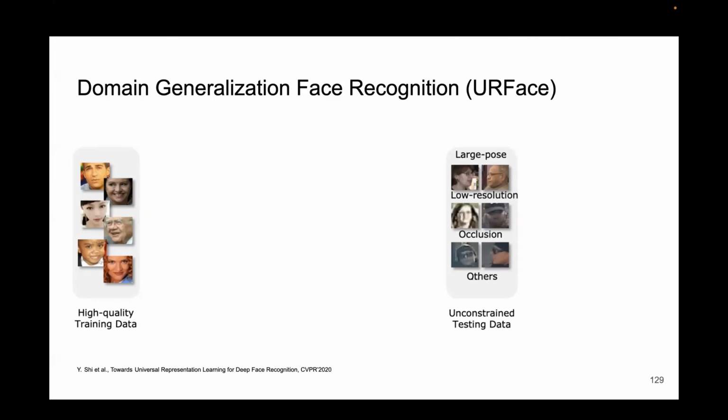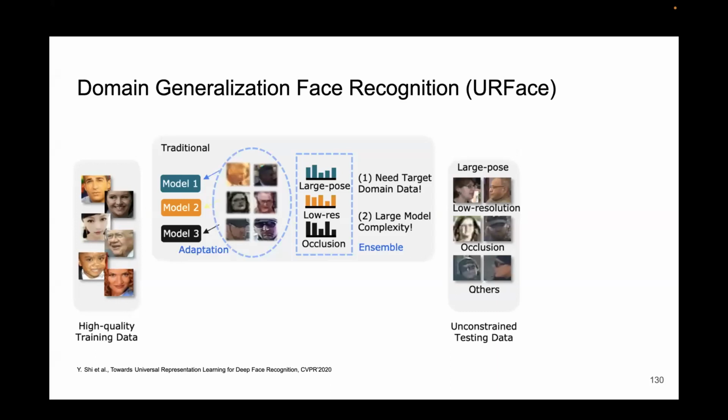So here, domain adaptation and domain generalization again become very important. Let's first see how the traditional approaches target this problem. In general, given several proposals to deal with large pose variation, the low resolution problem, as well as the occlusion problem, the traditional way is to set up different models, denoted here as model 1, 2, 3, 4, etc. Each model separately targets one or a very limited number of those variations.